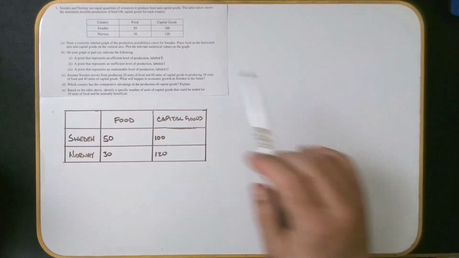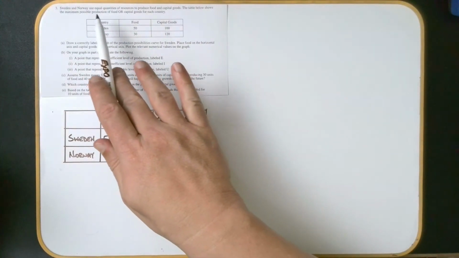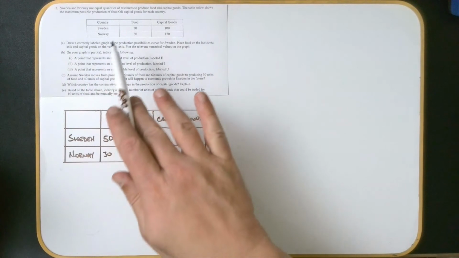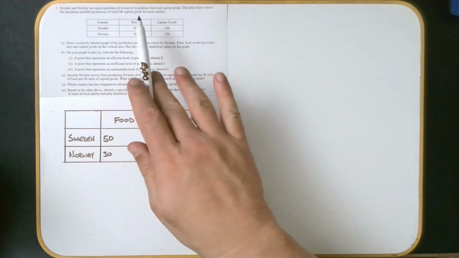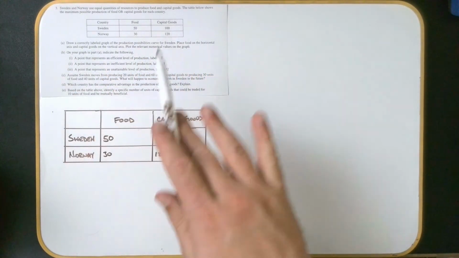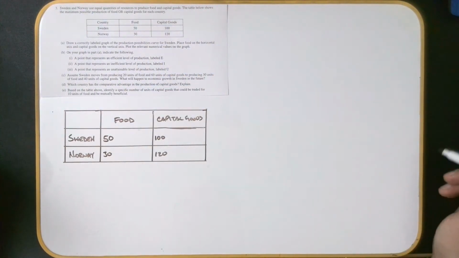So this actually is a production, it's an output. And so it was a little tricky at first. It says they use equal quantities of resources. So if it would have said different amounts of resources, it would have been an input. But it's the same amount of resources to produce these things. So we have food and capital goods.